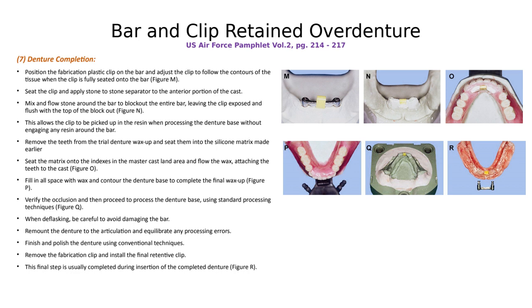So today, when we're talking about restorations that have large span cantilevers, we want to provide support for the cantilever, and that can be done by extending the bar behind those two abutments that we have.